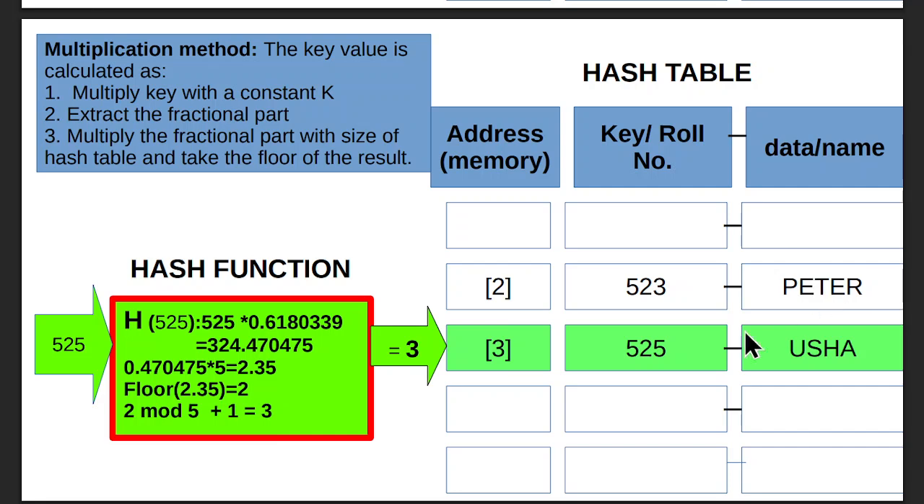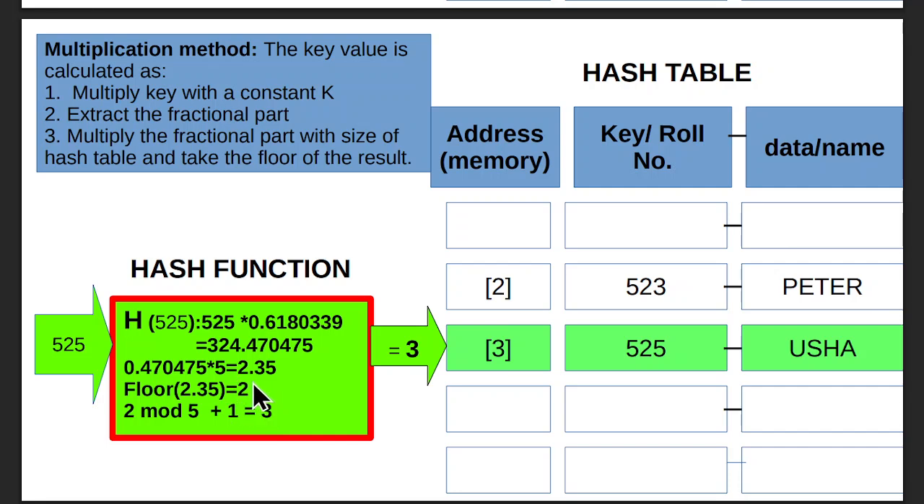So here is another example. I got a key value of 525. Again, I multiply it with that same constant. Then I extract the fractional part from that result. So here is the fractional part. I extract that part and multiply it with the table size. So I get 2.35, and then you remove the fractional part by taking the floor, where I get 2.